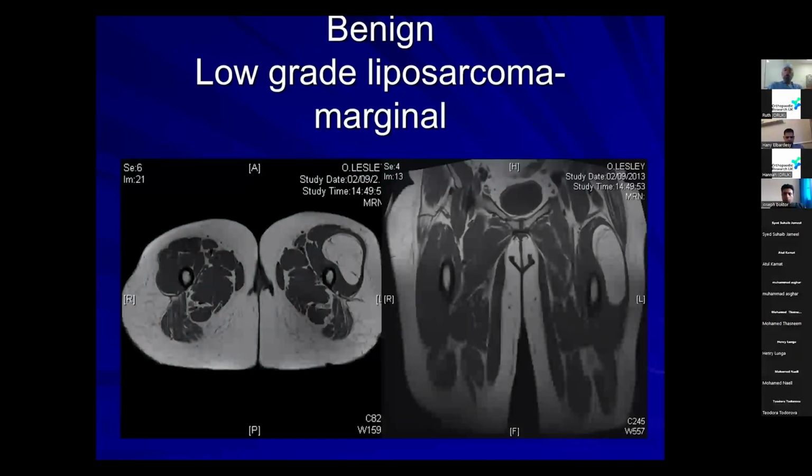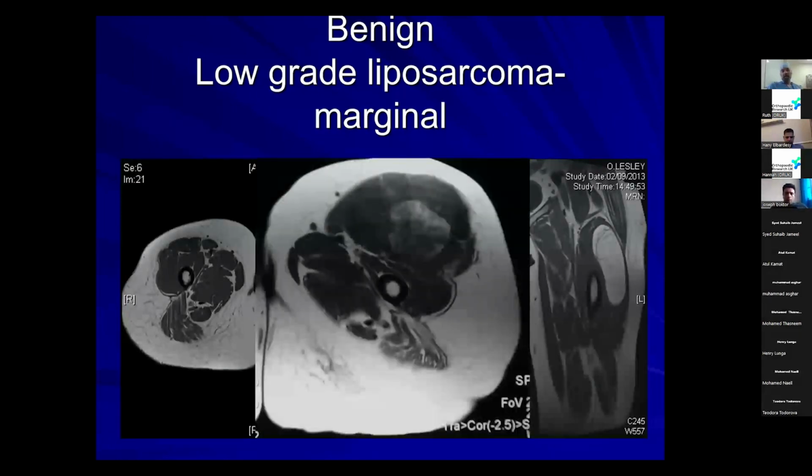So what you would do for a low-grade liposarcoma like this one, you will just perform a marginal resection, which is just at the capsule, and your recurrence rates are fine. So yeah, you would be fine with that.